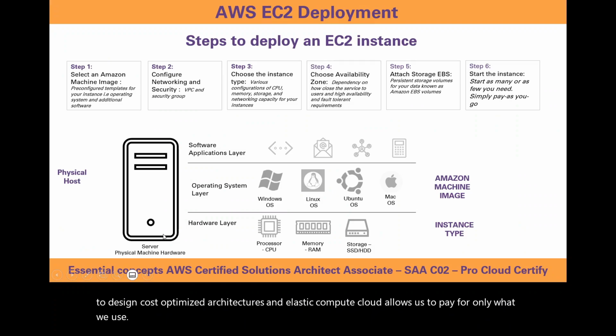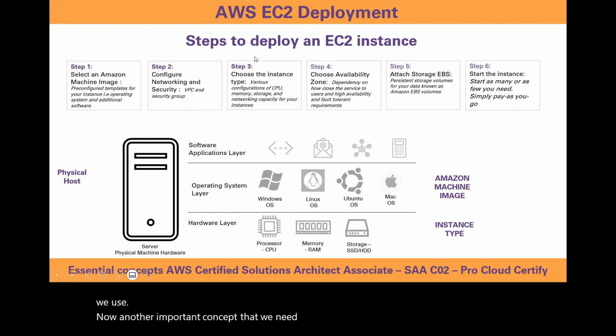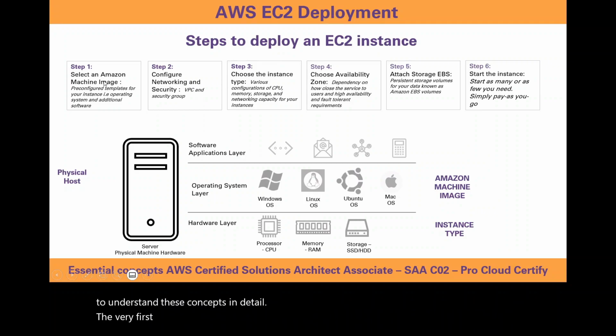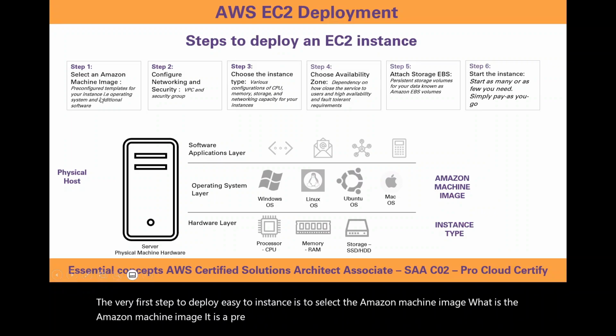Now, another important concept that we need to understand is how do we deploy an EC2 instance? Understanding this overview will be useful as we go through various additional videos to understand these concepts in detail. The very first step to deploy an EC2 instance is to select the Amazon machine image. What is the Amazon machine image? It is a pre-configured template for an instance, which includes the operating system and additional software.